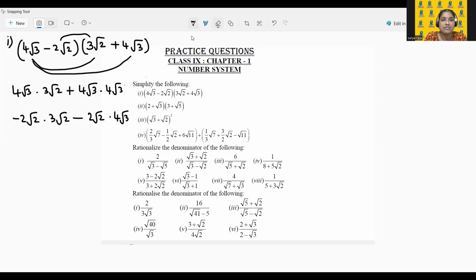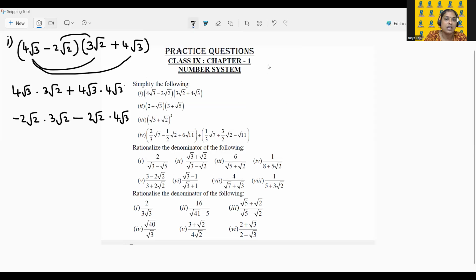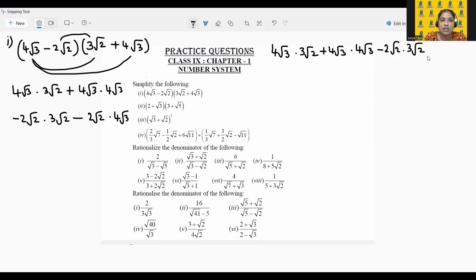See, I have just expanded. So, if you put brackets inside, it will be confusing. So, you write this alone. Minus 2 root 2 times 3 root 2 minus 2 root 2 times 4 root 3.